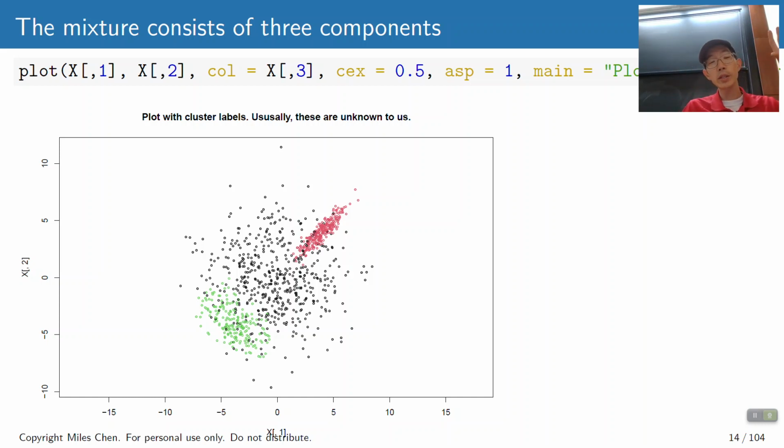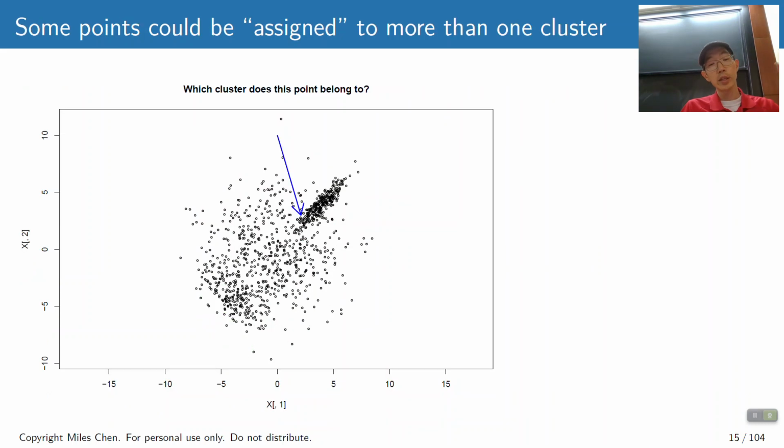So this is how our data comes in. Again, it comes in unlabeled. And there's kind of a question. All right, what about this point right here? How should we assign this to a cluster? Does it belong to this cluster up here? Does it belong to the center cluster? How do we assign a point to a cluster? And this is where the EM algorithm really differentiates itself from k-means clustering.